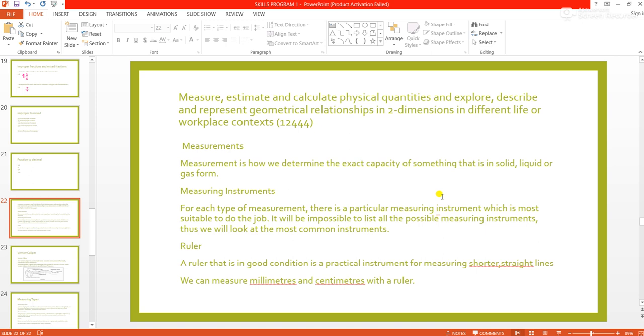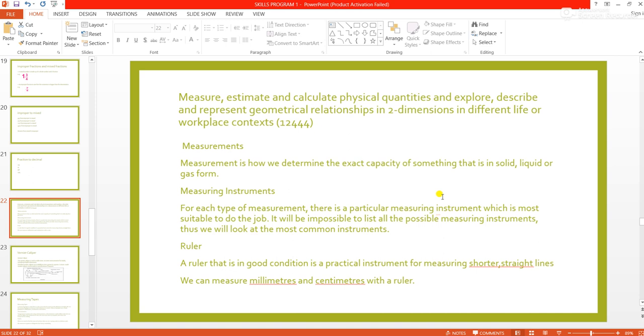So what I'll be going through with you is just the properties of how to measure and so forth. So we'll just go down the properties and how to calculate some of these properties to use mathematical functions within these properties. So the first one is measurement. Measurement is how we determine the exact capacity of something that is in solid, liquid or gas form.